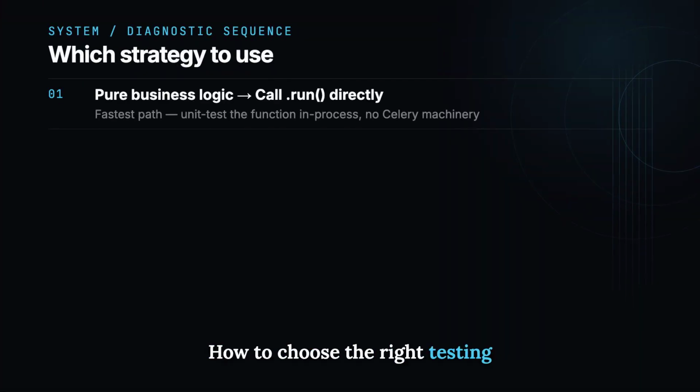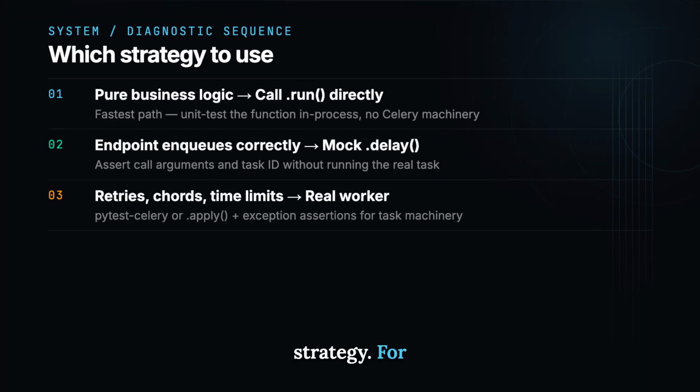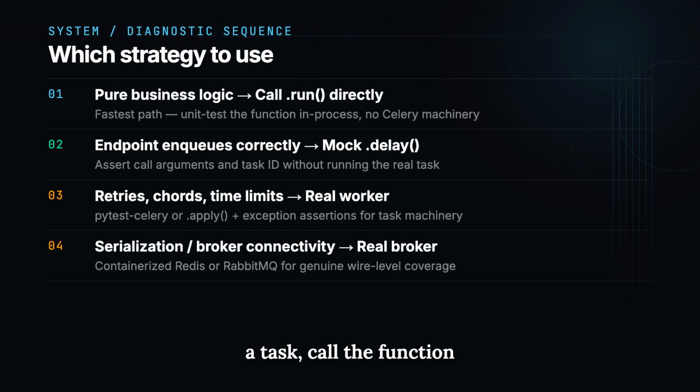How to choose the right testing strategy. For pure business logic inside a task, call the function directly. For verifying that an endpoint enqueues the right task with the right arguments, mock .delay. For retry behavior, chords, or time limits, use a real worker with pytest-celery. For serialization or broker connectivity itself, run a real worker against an actual broker.